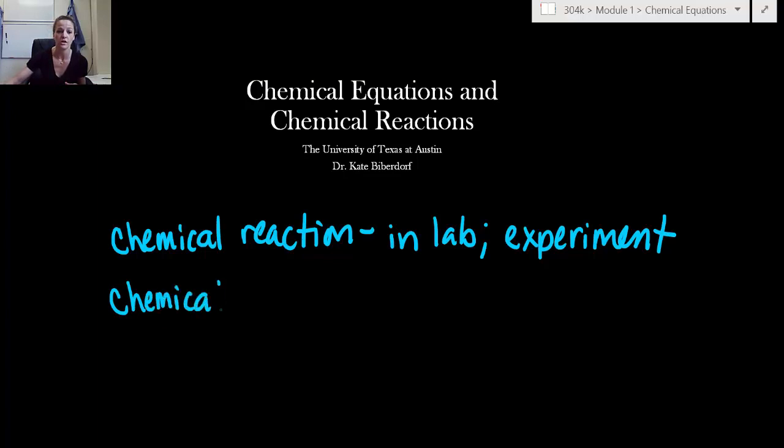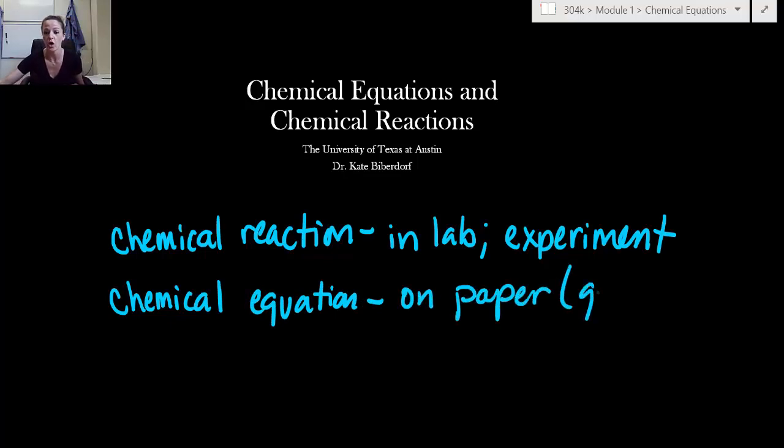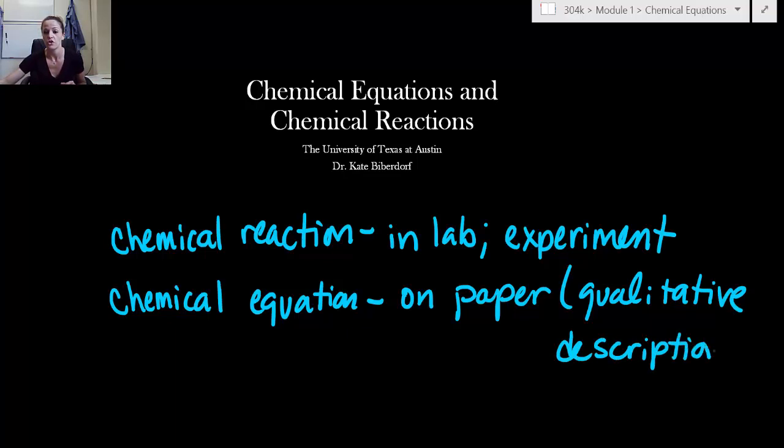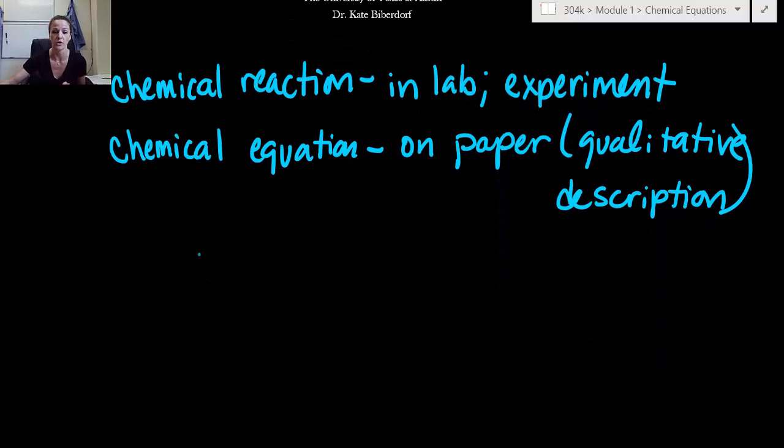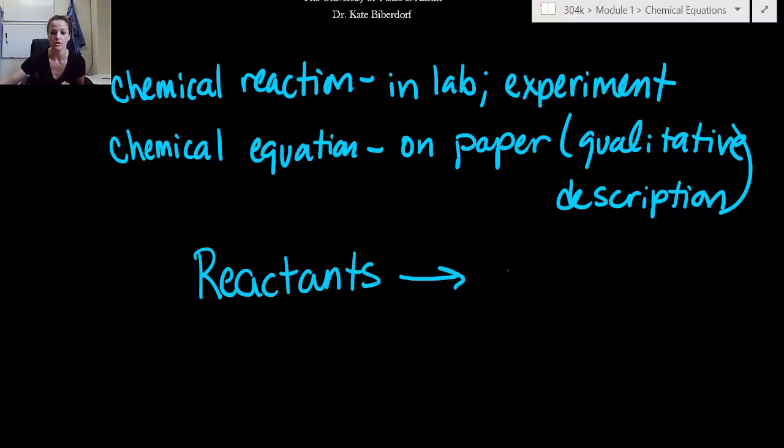So a chemical equation is on paper, okay? And it's basically a qualitative description. So when you think of a chemical equation, I want you to actually think of the most generic form of that, where you have reactants going to products. So this is the one that has the arrow in it. This thing that I just wrote out there, that is a chemical equation. Now, if I were to physically do this out, that would be a chemical reaction.